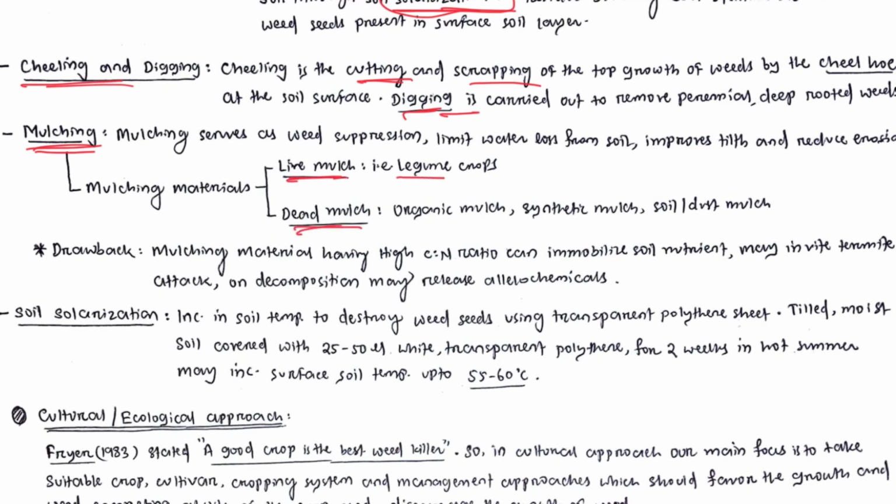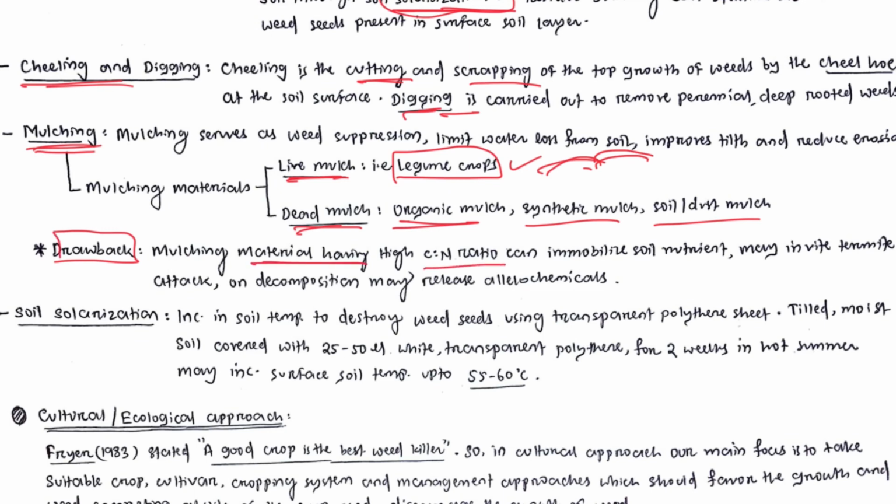Live mulch means, suppose the legume crops, they can act as live mulch because in legume crops the foliage is spreading type, so it can act as live mulch for the weeds. Then dead mulch may be organic mulch, synthetic mulch, or soil or dust mulch. By mulching, we can suppress the weeds and check the evaporation loss of water from the field. Again, if we use organic mulch, we can increase the organic matter content of the soil. But the drawback of mulching is that the mulching material cost is high.